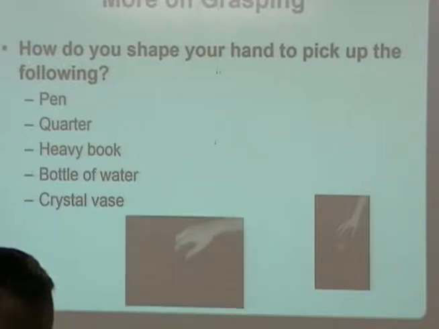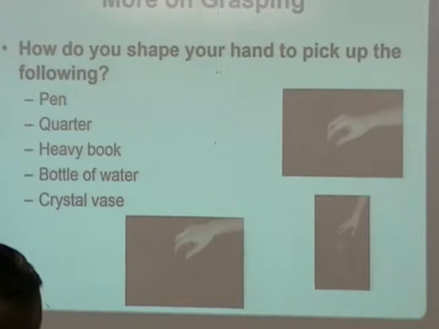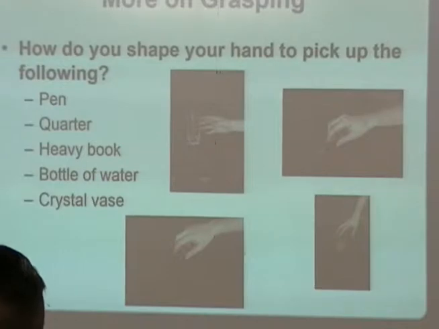So if I'm picking up a pen, right, I don't come to the pen with my fingers wide open. I have my fingers pretty narrow as I pick the pen up. Right? I don't get there and then change my hand to pick up the pen. What do I do to pick up a quarter? What do we do to pick up a bottle of water or a glass? Think about your constraints. What if it isn't a glass of water? What if it's a really hot cup of coffee? What do we do?